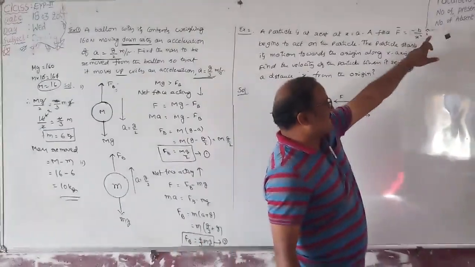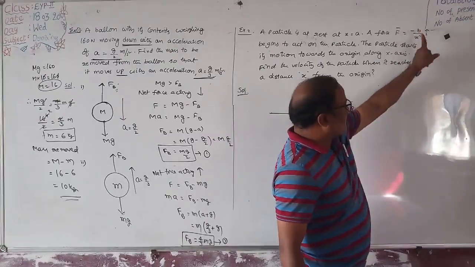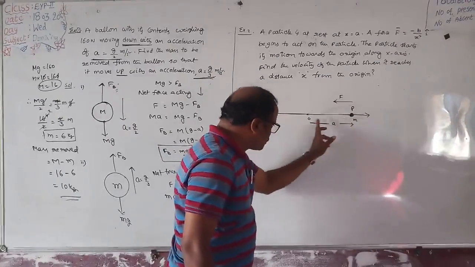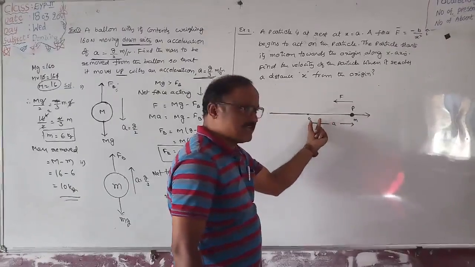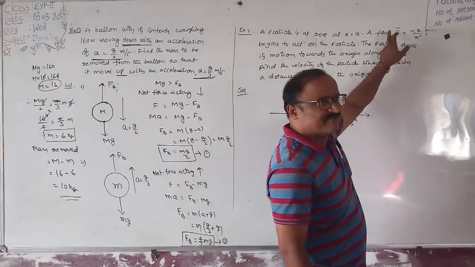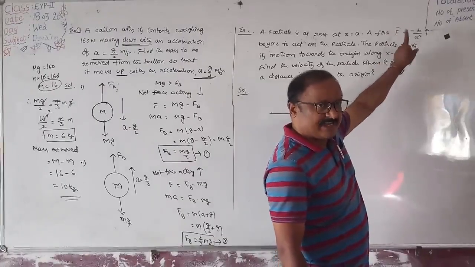Minus means negative x direction. Here F is equal to b by x square. As the particle approaches the origin, the value of x will change. As x changes, F also changes. That means it is a variable force.